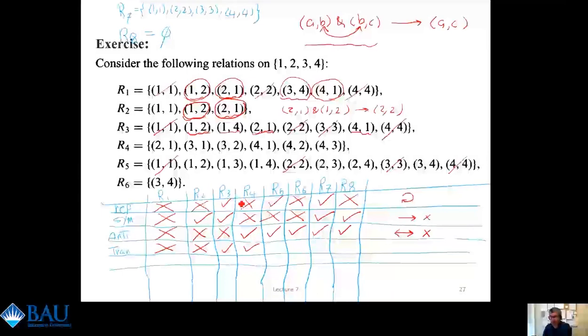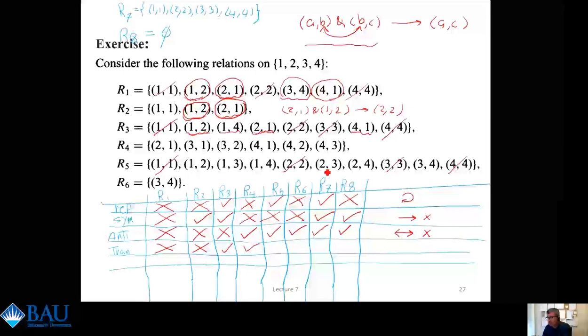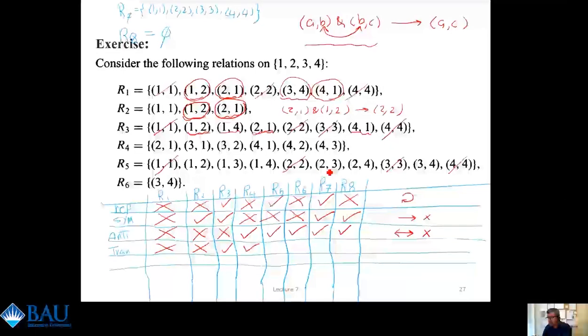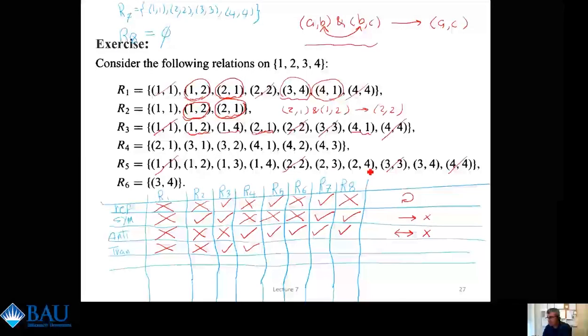About the R1, R5. (1,2), (2,3) is (1,3). We have them. (1,3), (3,4) is (1,4). (1,4), you don't need to check it. (2,3), (3,4) is (2,4). (2,4), (4,4) is, yes, the other one is also transitive.